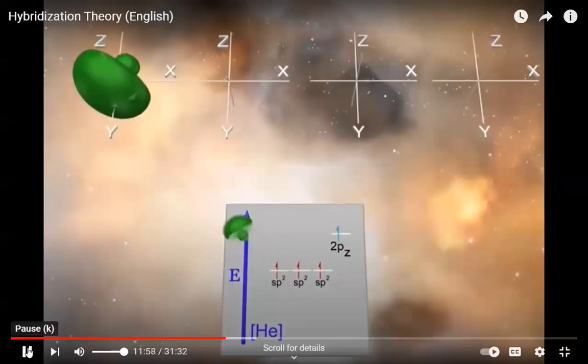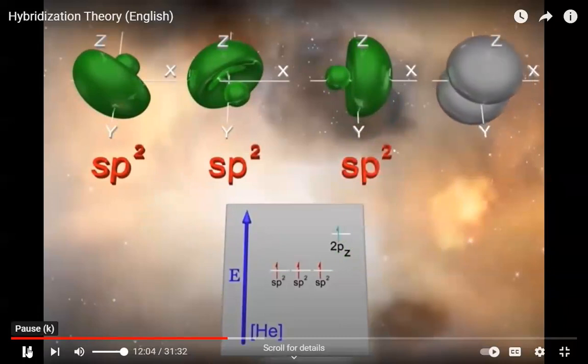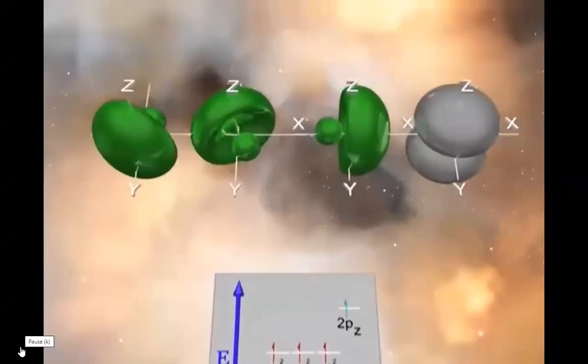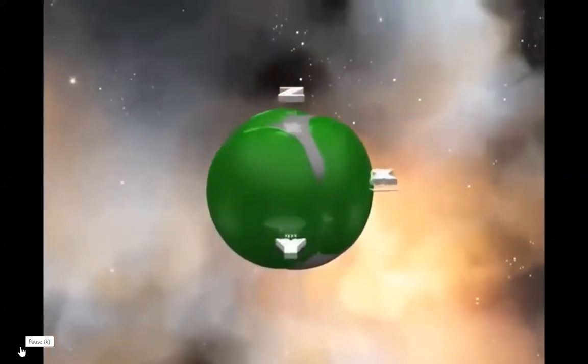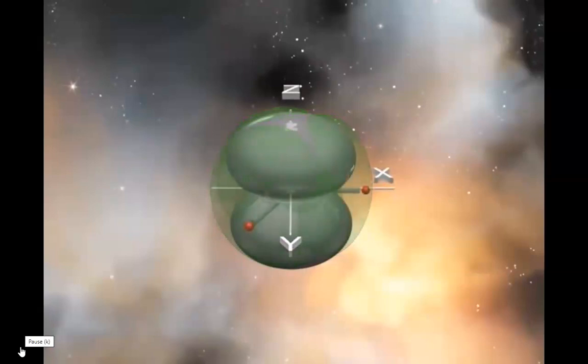Like all orbitals, these hybrid orbitals have three-dimensional shapes. It looks like a pacifier. Three electrons, one electron. Regular p, non-hybridized. We superimpose all three sp2 hybrid orbitals.